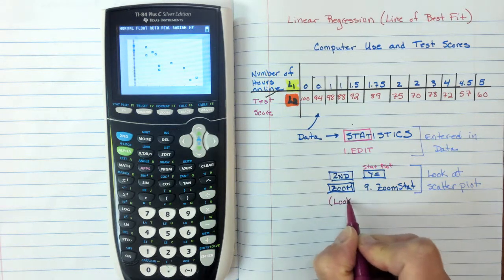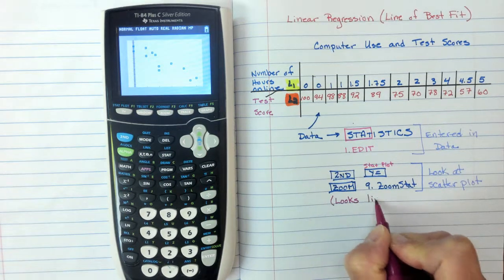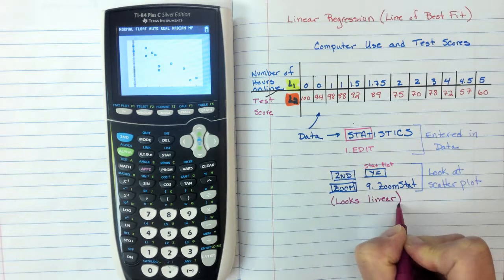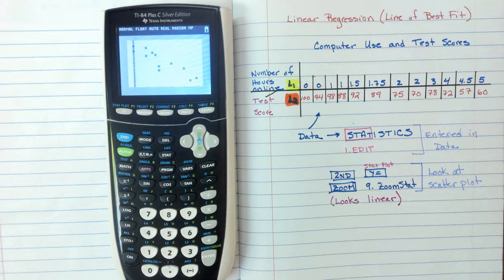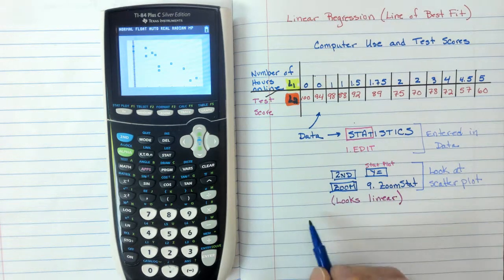So it looks linear. Okay, so you always have to check for that. So now what we're going to do is we're going to turn diagnostic on.